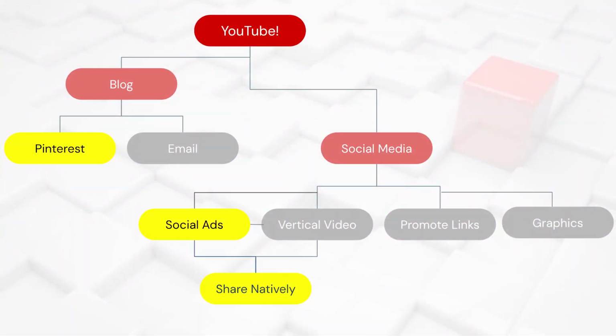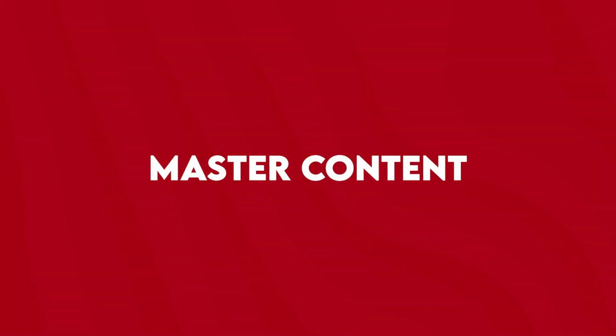Now, when we're talking about how to batch our content, we need to understand something very simply. We need to understand how we're going to use the flow chart that you see on screen to maximize our reach. By using one piece of master content, we're going to be able to trickle that content down into all of these different places so that you can, again, work smart, not hard.